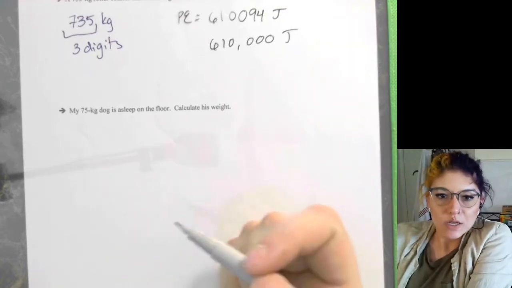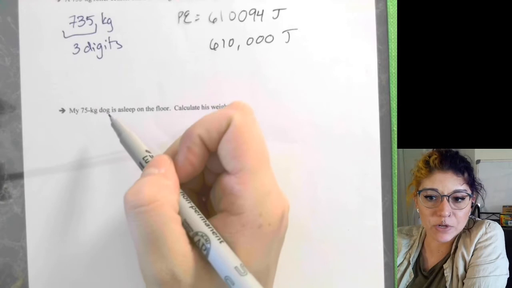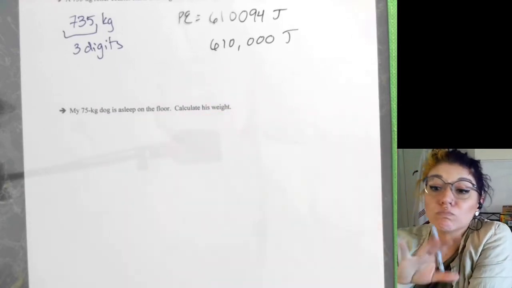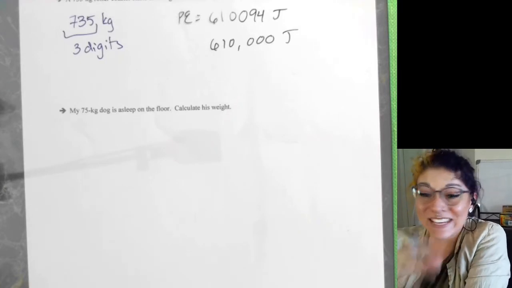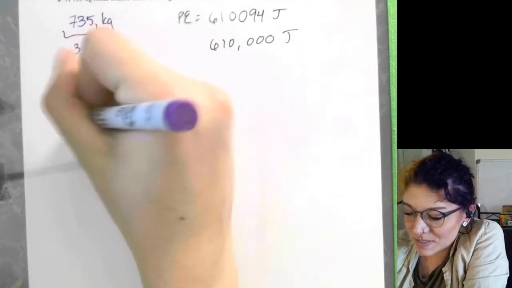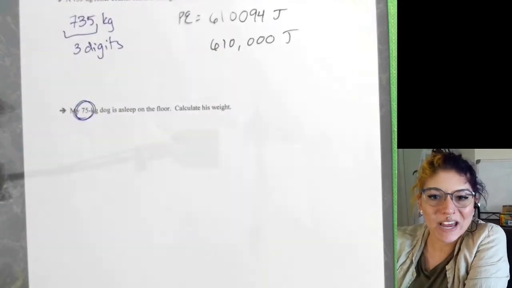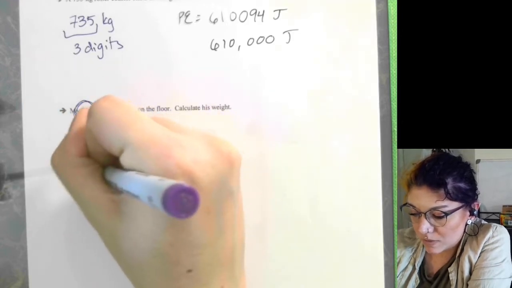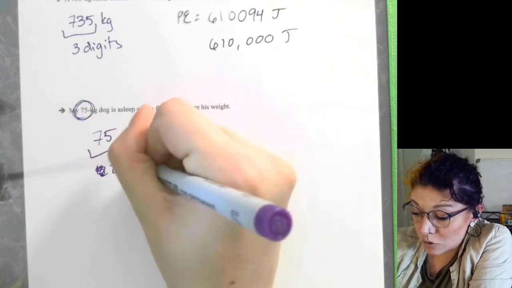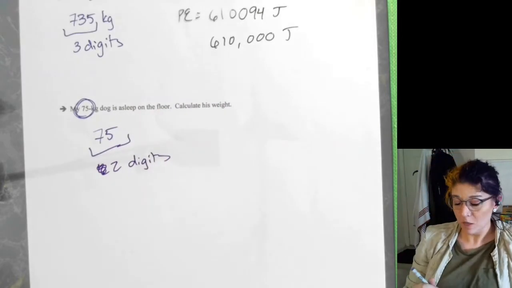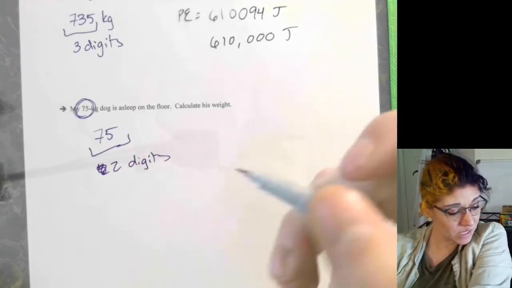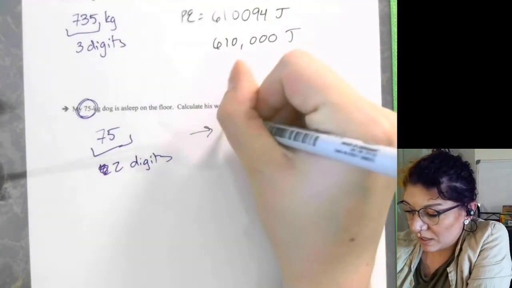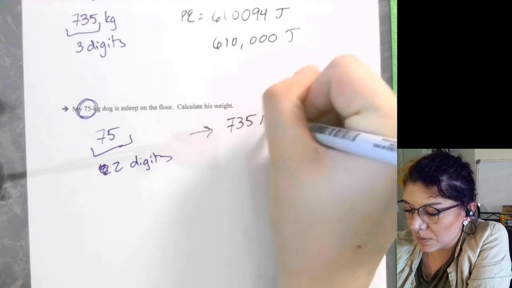Okay, so my 75 kilogram dog is asleep on the floor. Calculate his weight. Again, we'll get to the actual equations that get you the answer later. What I want you to see is that right here, we have 75, so that's two digits, right? So when I actually solve this problem, I get that my dog's weight, before I round it off, is approximately 735 newtons.